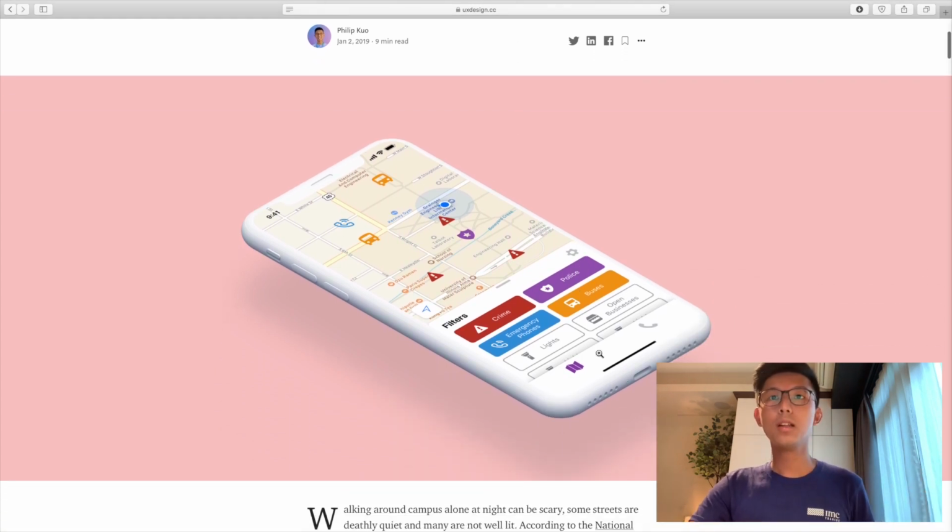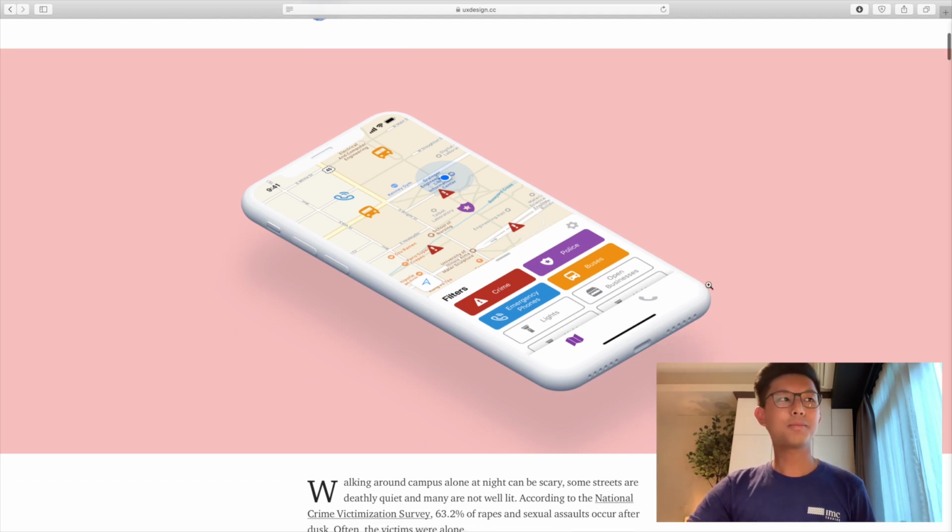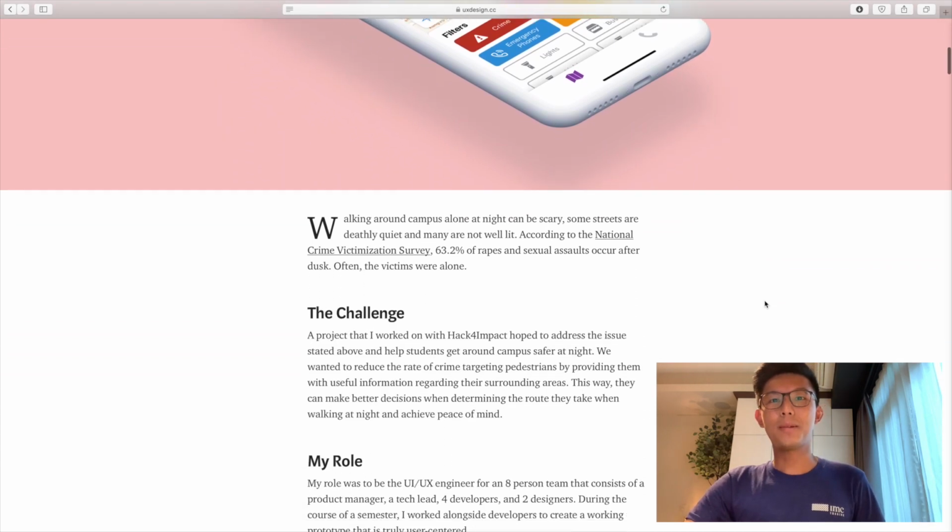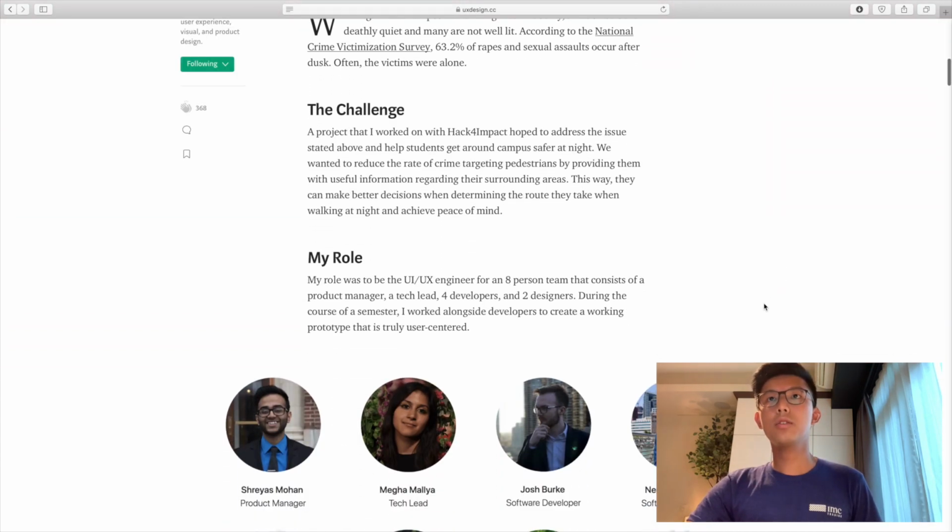So what you're looking at here is the final product of what we did at that semester. From nothing to having this working app, it took us about a semester, which I think we were really productive at that time. So our design process kind of looked like this.